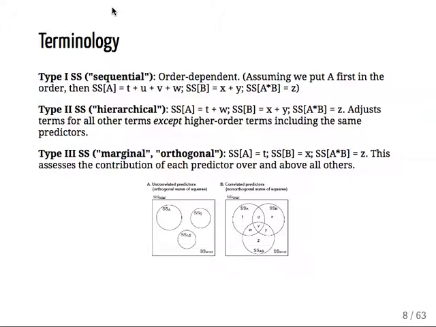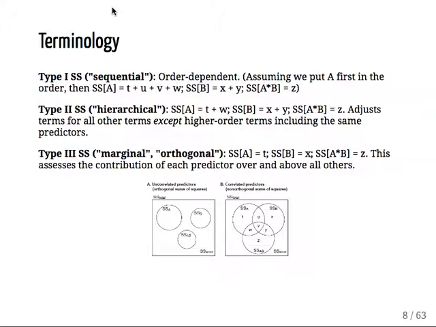So type 3 is known as marginal sums of squares or orthogonal sums of squares. They first test T, then X, and then Z. So it doesn't take into account the Venn overlap diagrams. So this assesses the contribution of each predictor above and beyond the other one, because it's not looking at the overlapping things in the Venn diagram. Again, if you have this type of situation where everything's uncorrelated, none of this will matter because you don't have this UVW type of situation. Does this ring any bells?